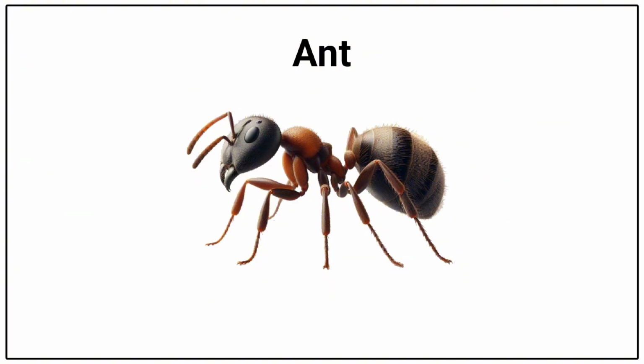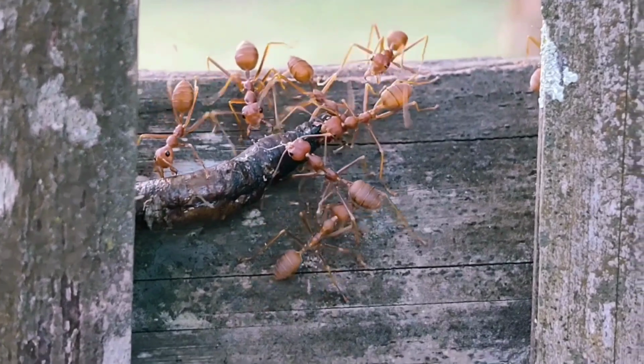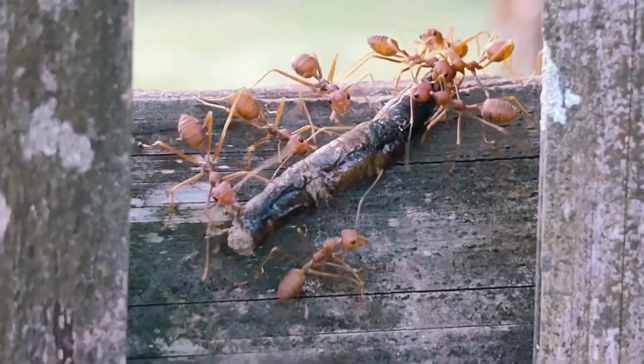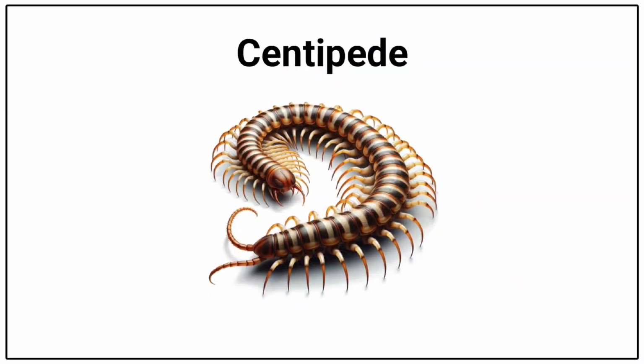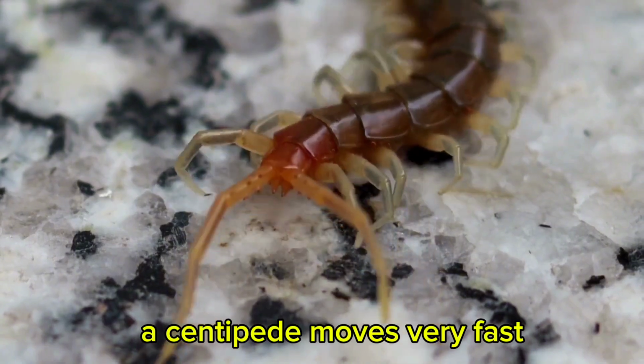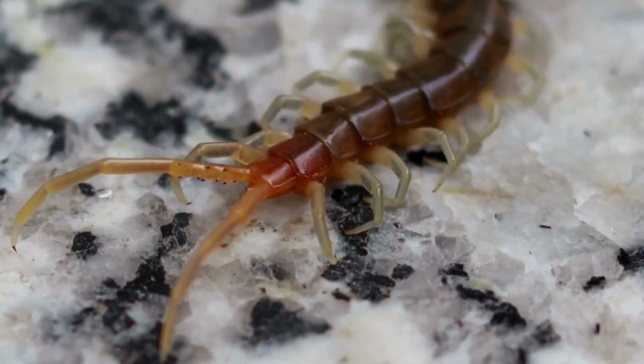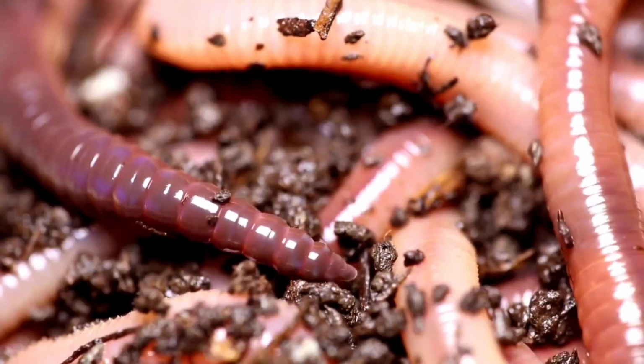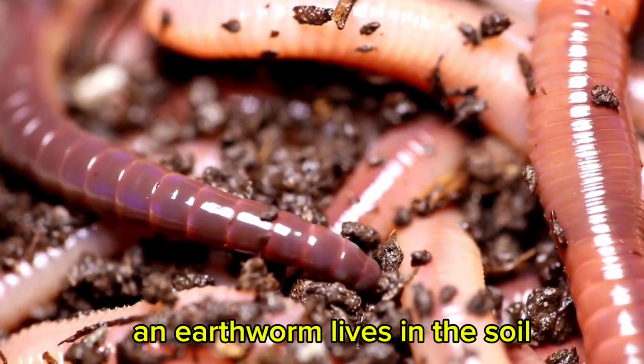Ant. The ant is carrying food. Centipede. A centipede moves very fast. Earthworm. An earthworm lives in the soil.